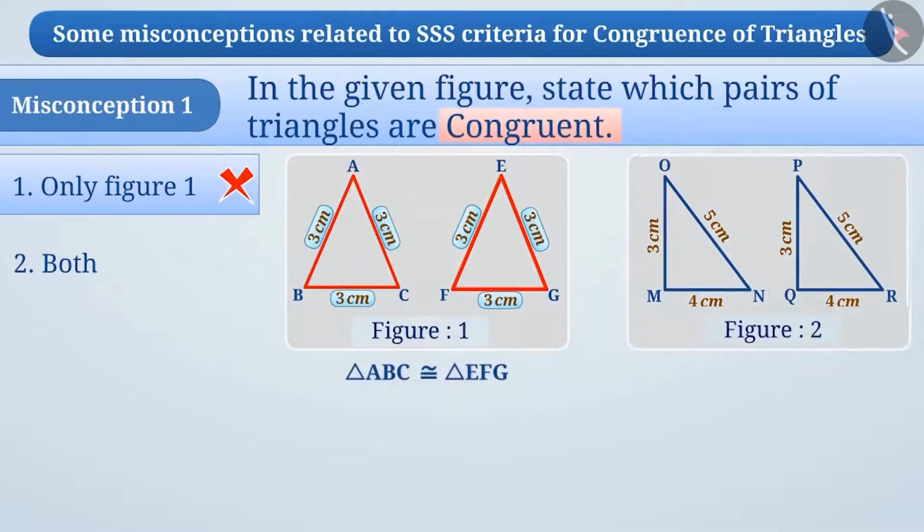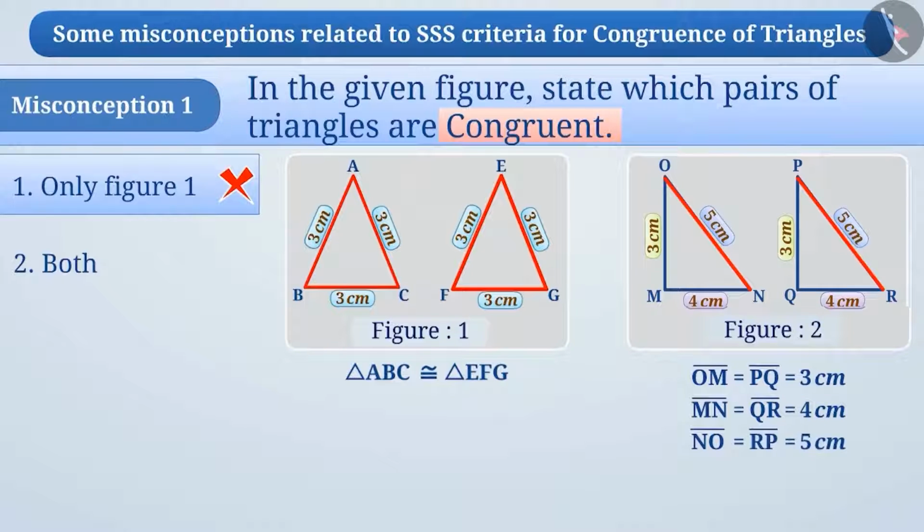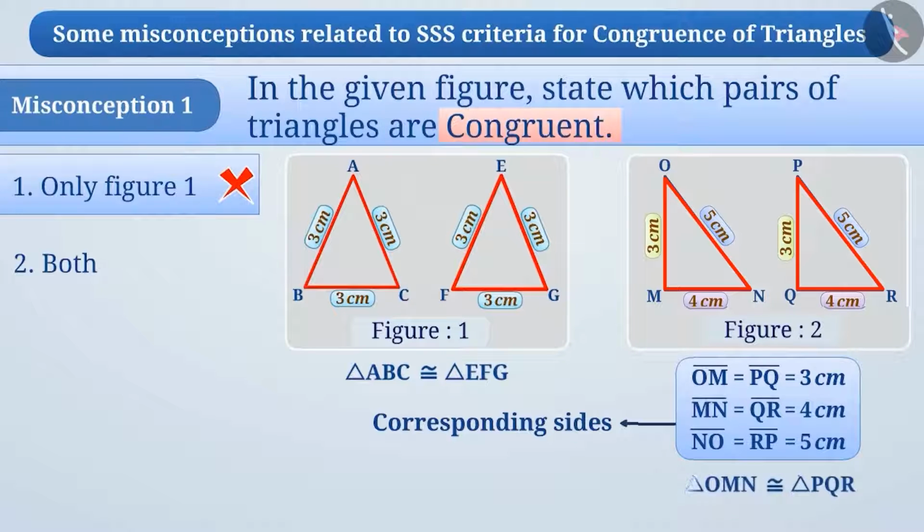If we talk about the second figure, OM is equal to PQ is equal to 3 cm, MN is equal to QR is equal to 4 cm, NO is equal to RP is equal to 5 cm. Hence, all three corresponding sides of triangle OMN and triangle PQR are also equal. Therefore, both triangles shown in figure 2 are also congruent. Triangle OMN is congruent to triangle PQR. With this understanding, the correct answer is option 2.